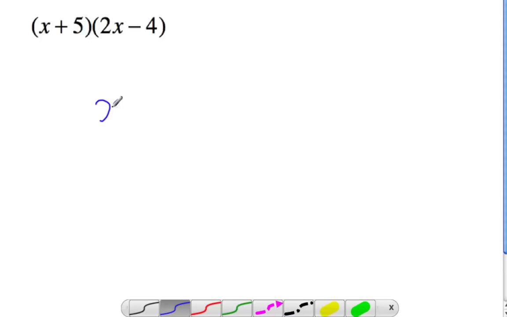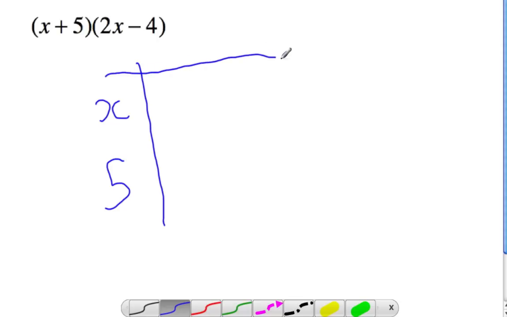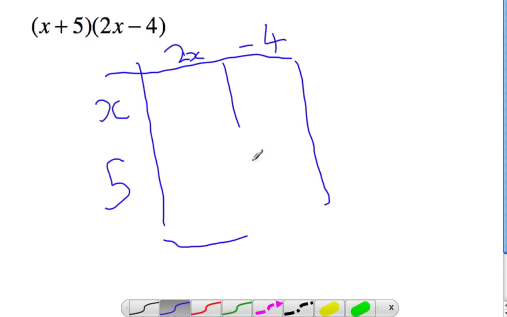So if we just split the first one up, like x and 5, x add 5. And then we have 2x and minus 4. Here we're going to do our 2x times x, right? 2x times x is 2x squared.